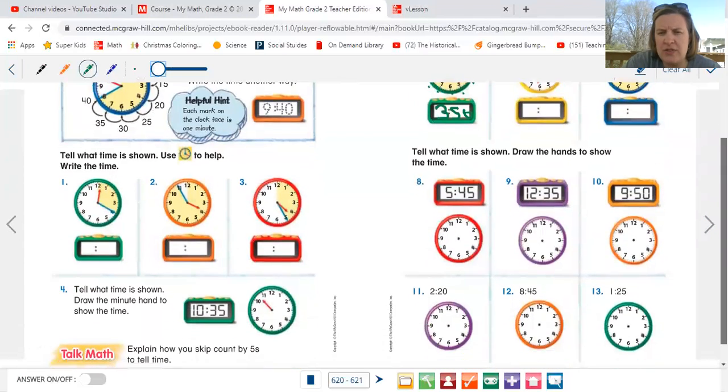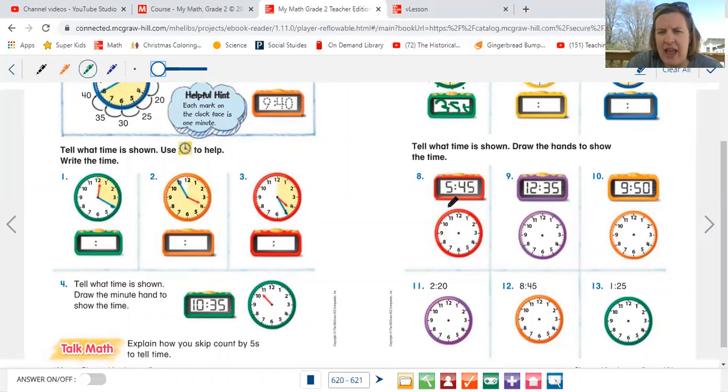All right. So numbers 8 through 13, it says tell what time is shown, draw the hands to show the time. Now, the easiest one to do is start with the minute. So number 8, it says 5:45. So you count by fives, 5, 10, 15, 20, 25, 30, 35, 40, 45. I'm going to start at the 9. I'm going to draw my minute hand all the way back to the minute there. Remember, your minute hand is the longer one. And now my hour hand, it's 5:45. Well, that means it's really almost 6. So I want my hour hand to almost be at the 6, but not quite.